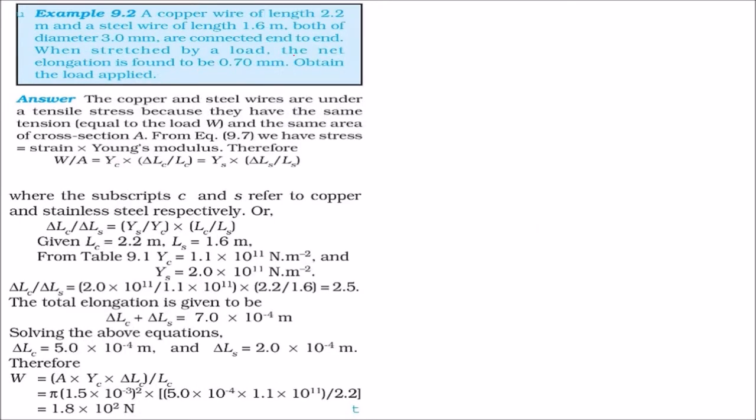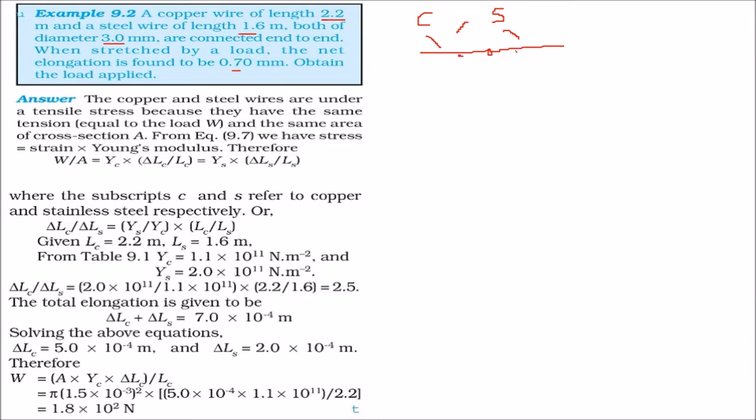A copper wire of length 2.2 meters, so length is given, and a steel wire of length 1.6 meter. This length is also given, both of diameter 3 millimeter. They are connected end to end. When they are connected end to end like this, this is C, this is S. When they are stretched by a load, the net elongation is found to be 0.70 millimeter. We have to find out the load being applied.